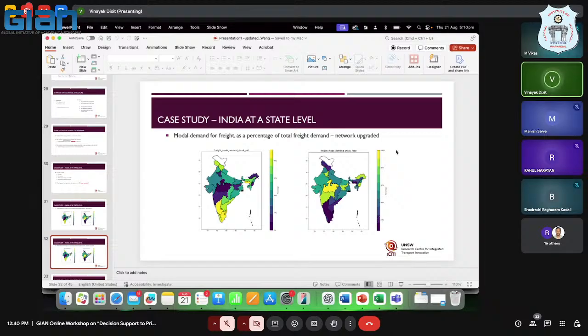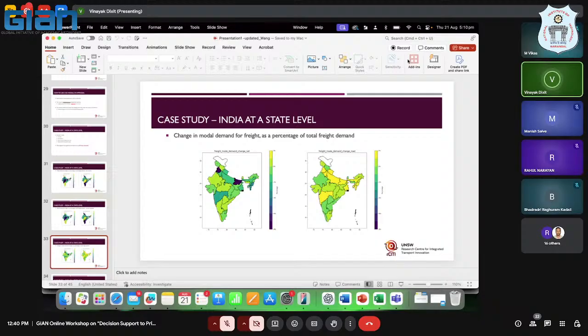So you can look at making these shocks on different parts of the network and see what really happens. This tells you what the total freight demand was, and the change in freight demand for different types of modes.